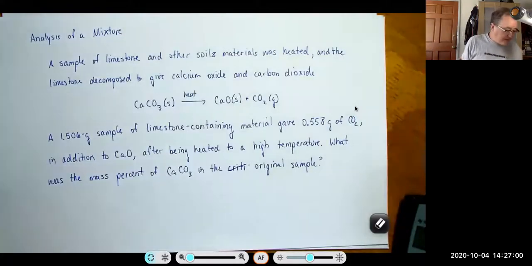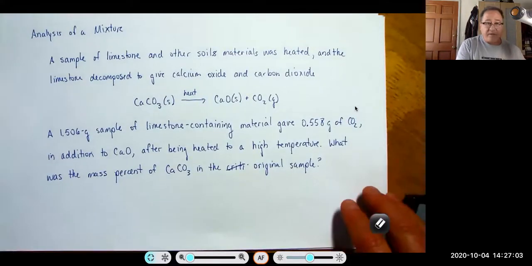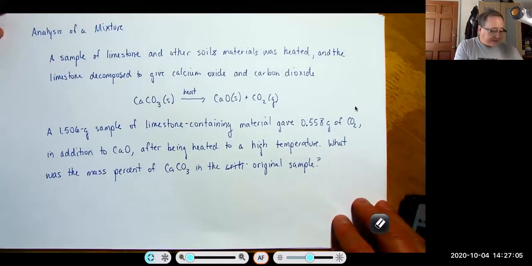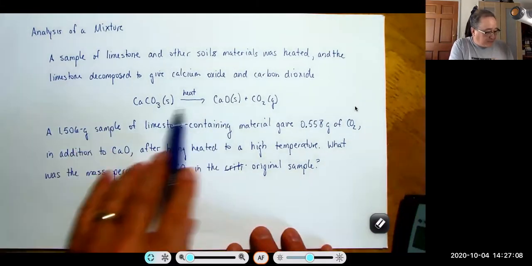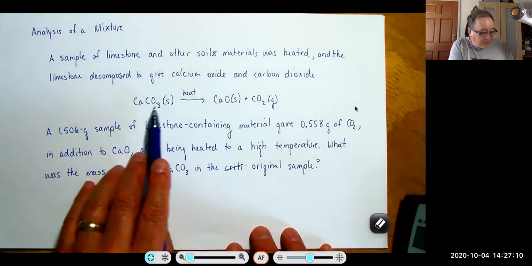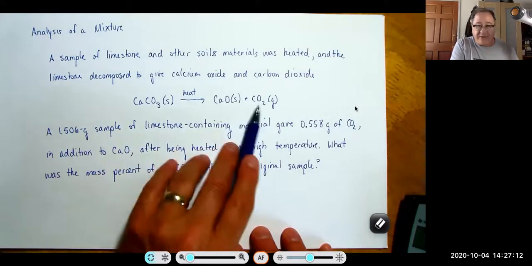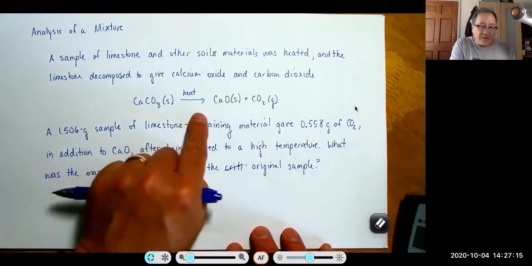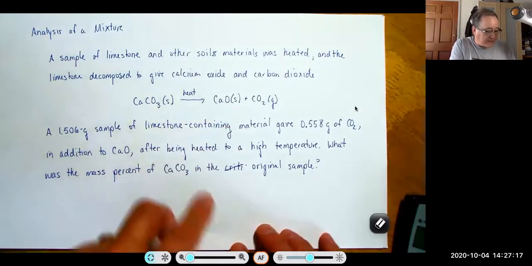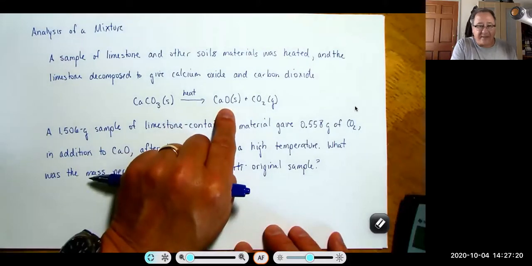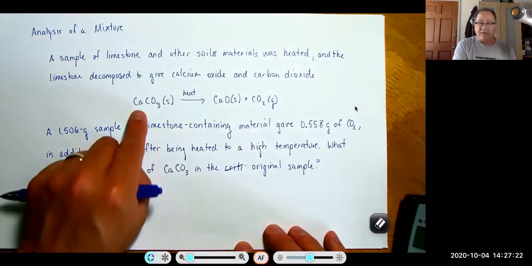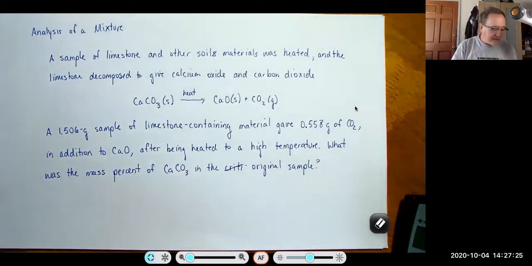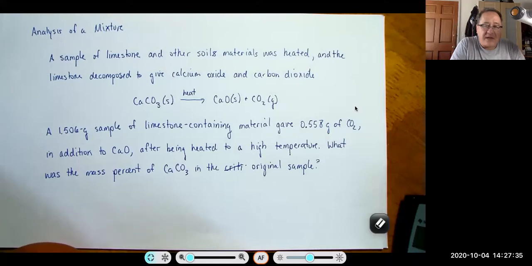Let's look at another analysis of a mixture. A sample of limestone and other soils is heated, and the limestone is decomposed from calcium carbonate to calcium oxide and CO2. This is in fact one of the ways that you make cement. You use a lot of calcium oxide in cement. And so you take this limestone and you heat it up and you heat it up and you heat it up, and you drive off CO2.